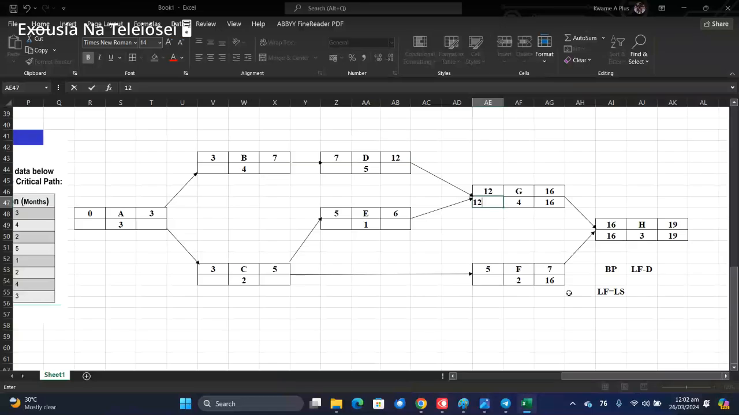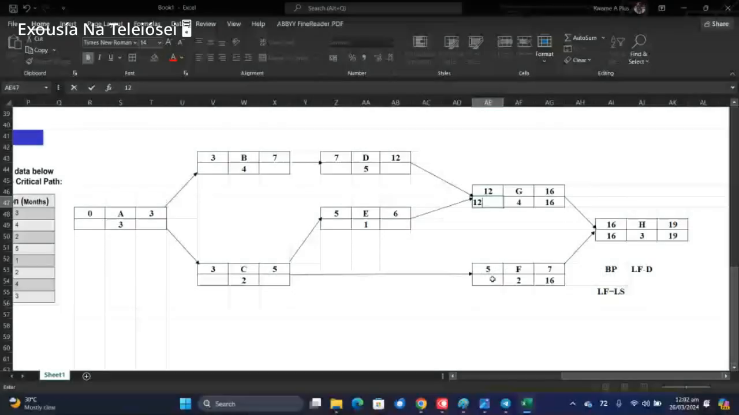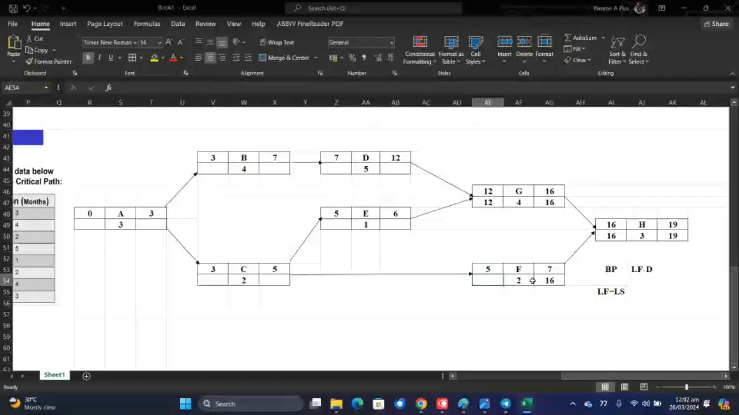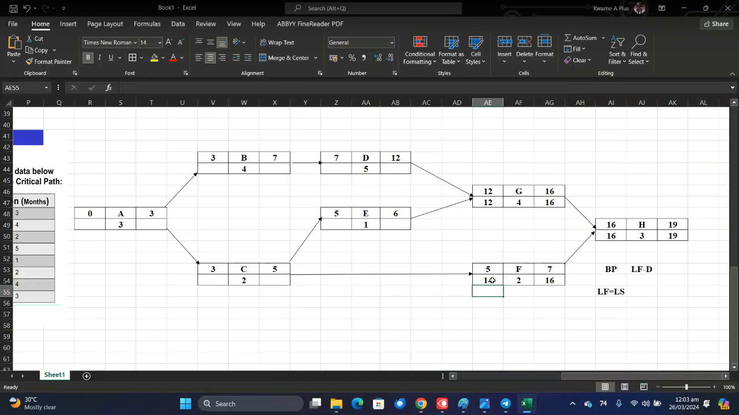And then here, 16 minus 12 is going to be 4. Then 16 minus 2 is what? It's 14. That is what we have right here. Okay, we have 16, we have this, we have that.